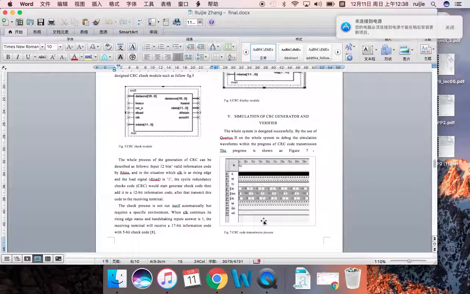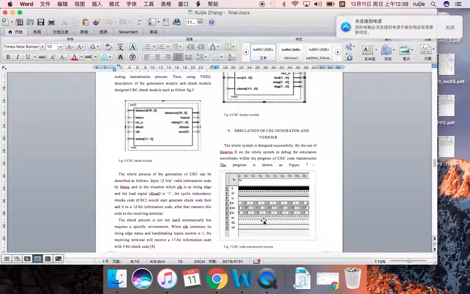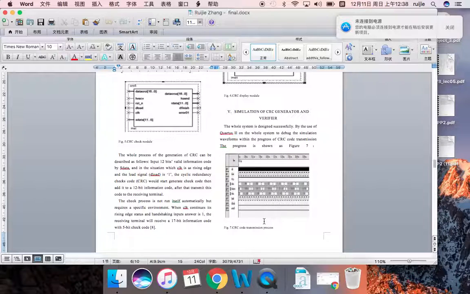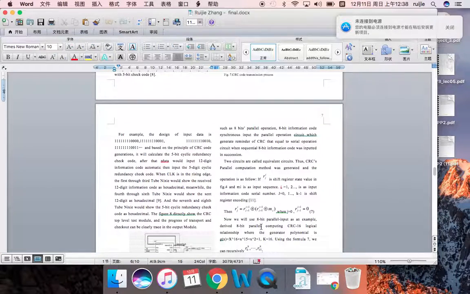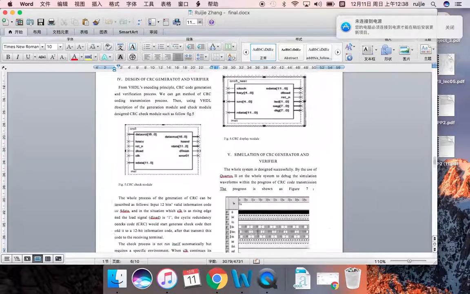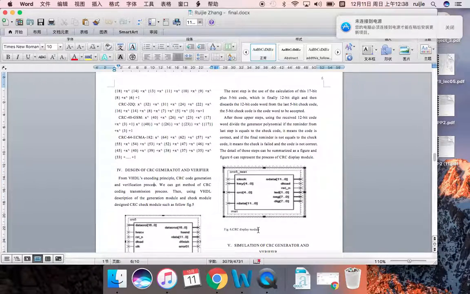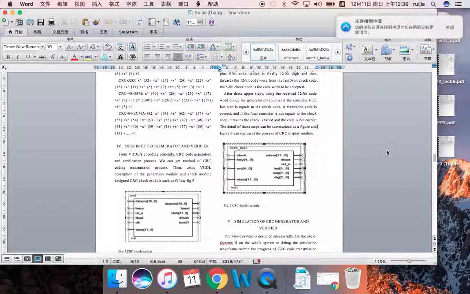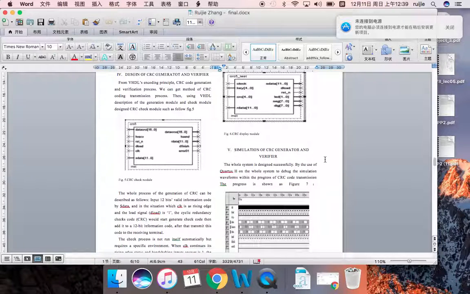environment, in which CLK continues on its rising edge, and the status and handshake inputs are 1. The receiving terminal will receive a 17-bit information code with a 5-bit check code. The next step is to calculate with this 17-bit code, which is finally a 12-bit digital, and then discard the 12-bit code word from the last 5-bit check code. The 5-bit check code is the code word to be accepted.